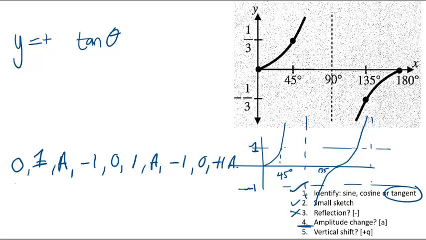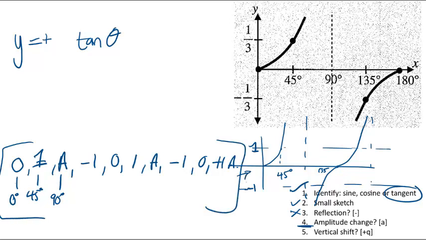So we know that this is 0 degrees, this is 45, and this is 90 degrees. This is what would happen normally. This is what we have on our sketch. Now let's compare with what we have here. 0, yes, that stays the same. At 45 degrees, instead of 1, we have a third. And then we have asymptote. Negative a third, 0, a third, asymptote.